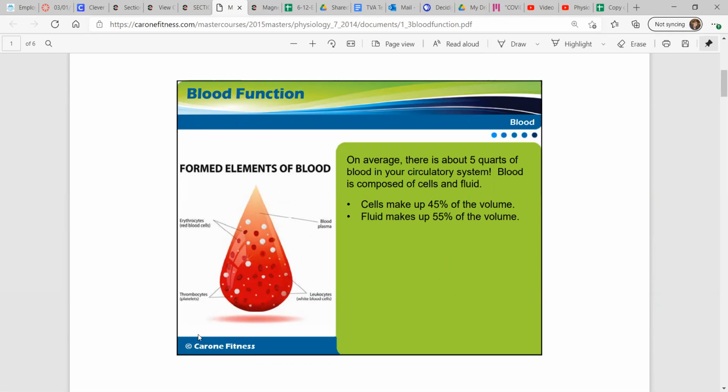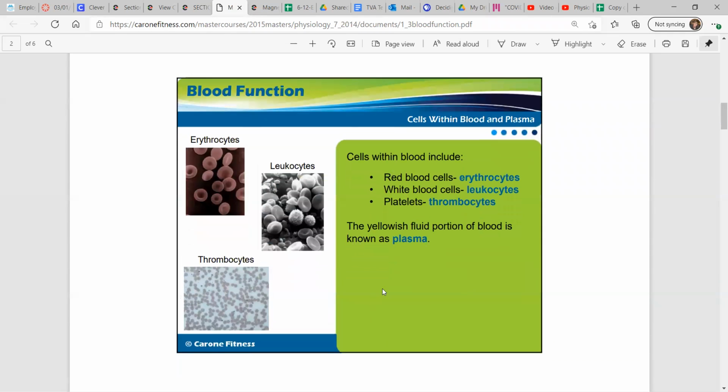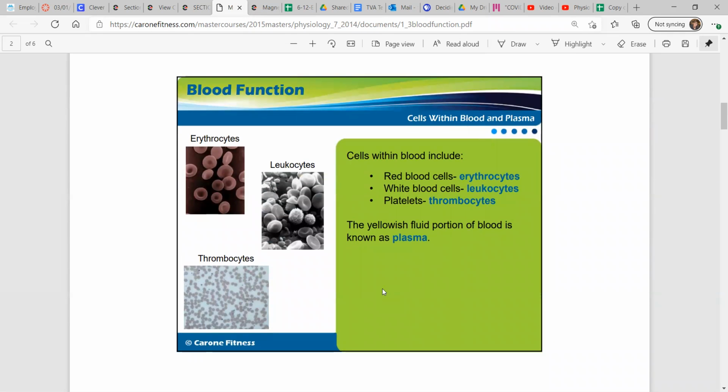And in this drop of blood, this is a very artistic drop of blood, but it shows the blood plasma, the leukocytes, which are white blood cells, the platelets, and the red blood cells, all in this one little drop of blood. Now, the cells within blood include red blood cells, or erythrocytes, white blood cells, leukocytes, and platelets, which are thrombocytes. The yellowish fluid portion of blood is known as plasma.